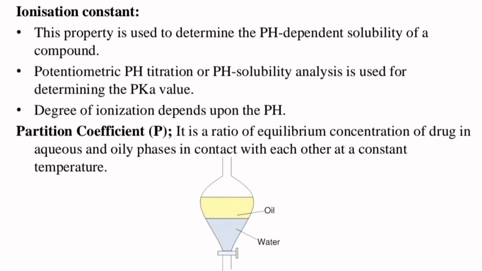Ionization constant. This property is used to determine the pH dependent solubility of the compound. The potentiometric pH titration or the pH solubility analysis is used for determining the pK value. The degree of ionization depends upon the pH. Then partition coefficient: it is a ratio of equilibrium concentration of the drug in the aqueous and oily phases in contact with each other at a constant temperature.